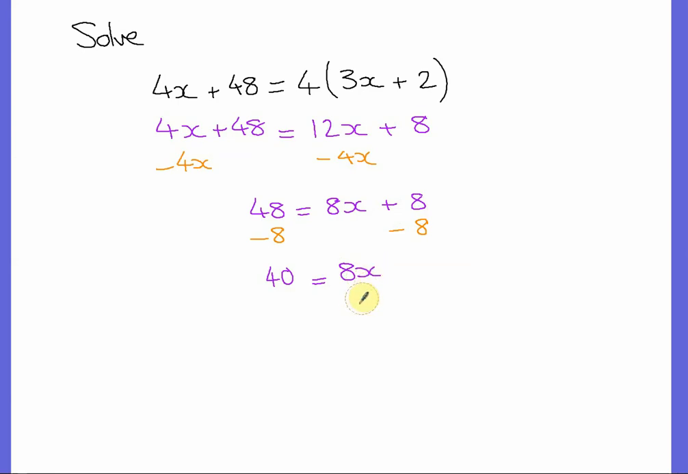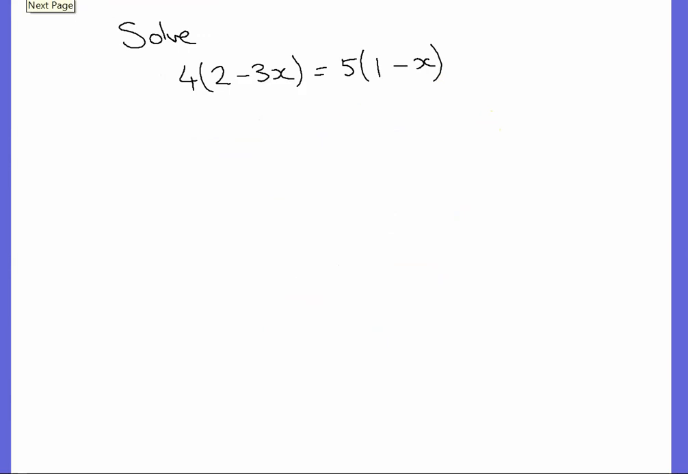So how are we going to get that down to a single x? Divide by 8 because we have 8 of them. And we get x to be 5. It doesn't matter that it's written around this way. Doesn't matter at all. So 4 terms to 3 terms to 2 terms to solve with this extra bit on the top. Okay, now we have 2 brackets.